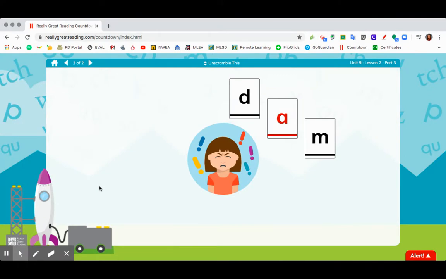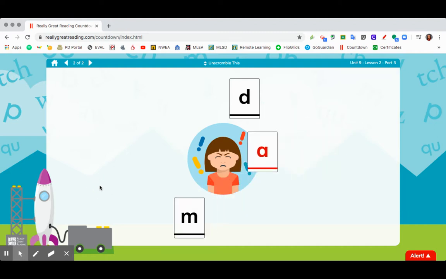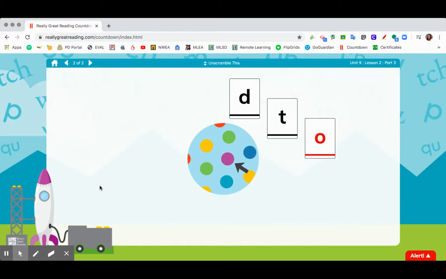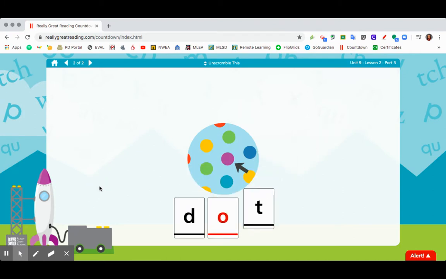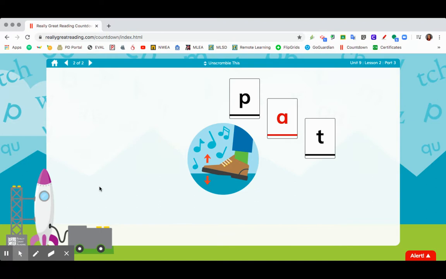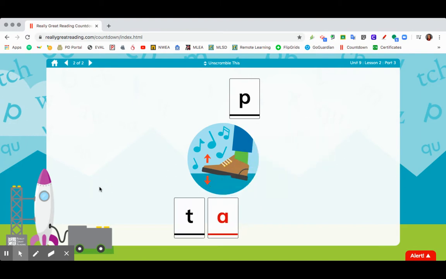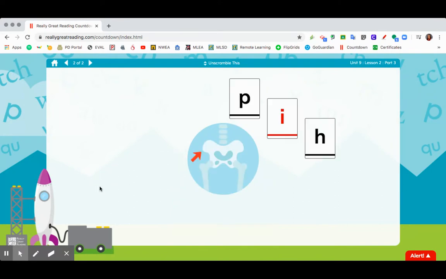Mad. Stretch out the word mad. Write it on your whiteboard. Dot. Stretch out the word dot and write it on your whiteboard. Tap. Last word, hit.